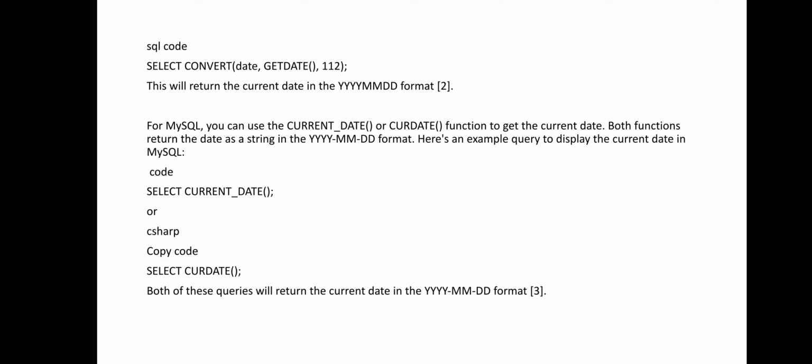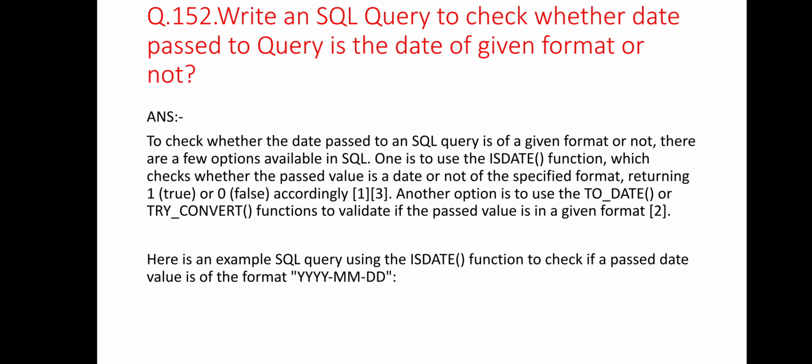YYYYMMDD format. For MySQL, you can use the CURRENT_DATE or CURDATE function to get the current date. Both functions return the date as a string in the YYYYMMDD format. Here is an example query to display the current date in MySQL. SELECT CURRENT_DATE or SELECT CURDATE. Both of these queries will return the current date in YYYYMMDD format.